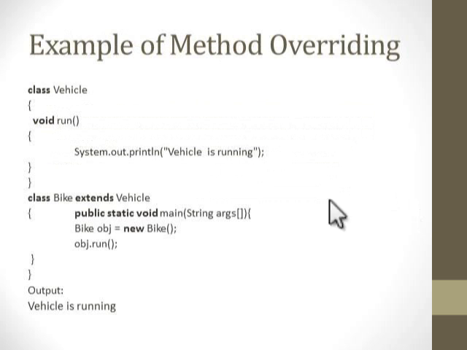Let's see the example of method overriding. First, we create a class Vehicle. In this class, we create a method void run. In this method, we print "vehicle is running". Now we create another class Bike, which extends the Vehicle class. In this class, we create an object for the Bike class, and here we call obj.run. Here you can see the output of this program.